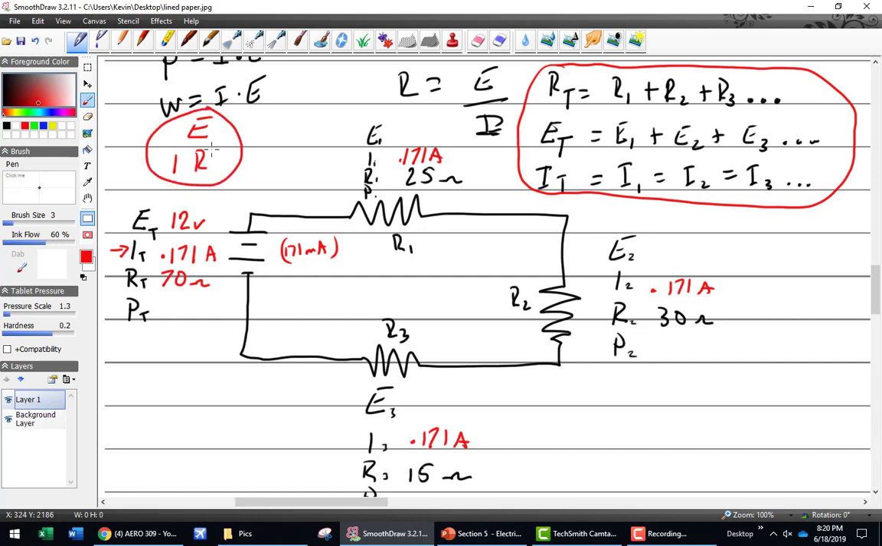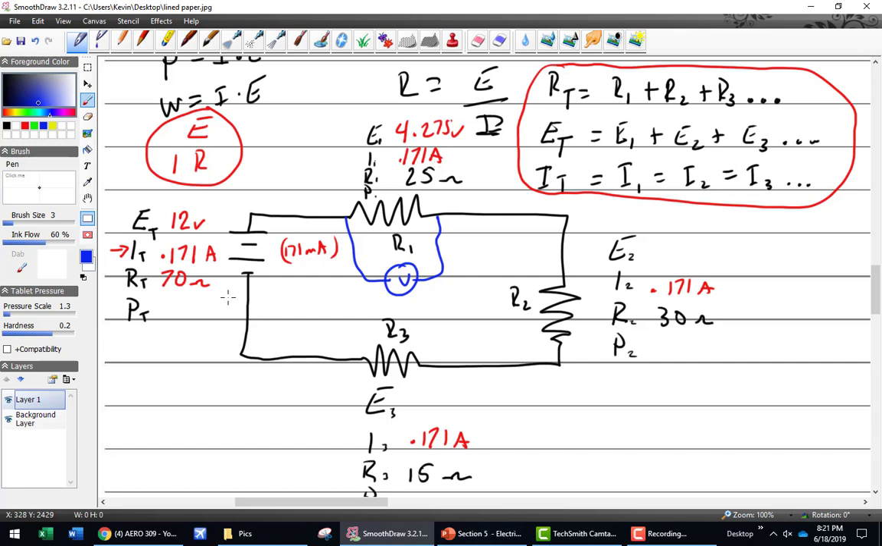I times R is correct. So it's 25 times 0.171, and the voltage drop would be 4.275 volts. Which is to say that if I put a voltmeter from here to here, it would read 4.275. Can you go over that again, please?